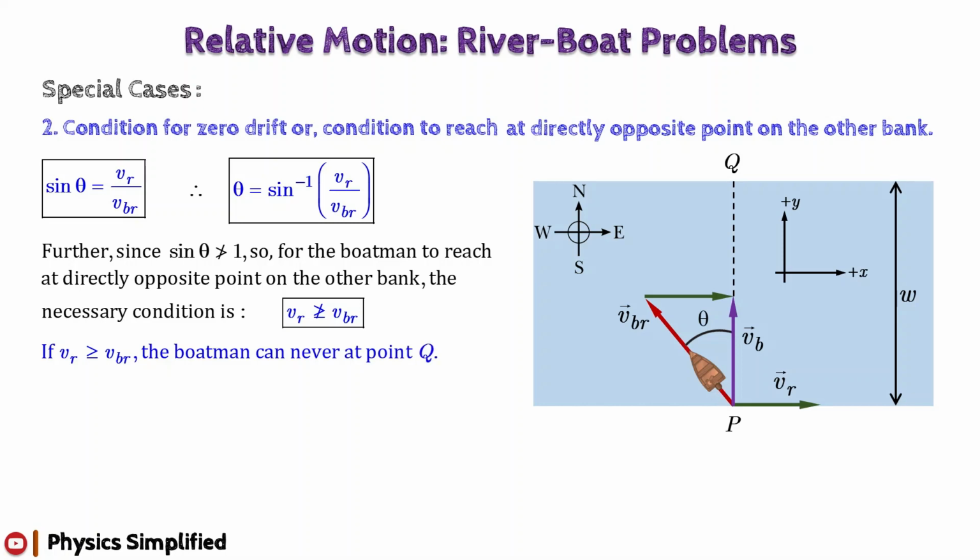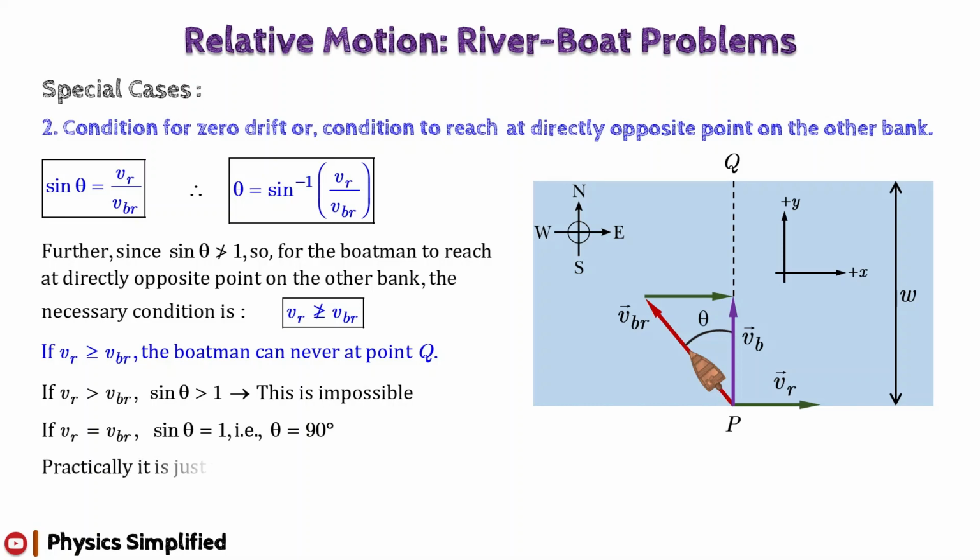Let me explain why. If the magnitude of the absolute velocity of the river, that is, v_r, becomes greater than the magnitude of the velocity of the boatman relative to the river, that is, v_br, the value of sin theta becomes greater than plus 1. This is not possible because no such angle exists. Again, if v_r becomes equal to v_br, the value of sin theta becomes equal to 1. So, the angle theta becomes equal to 90 degrees.